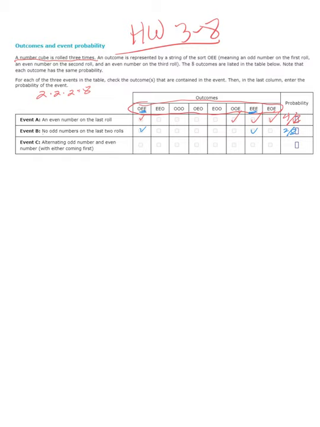And then the last one, alternating odd number and even number, with either coming first. So a situation like here, let's get a different color. I go odd, even, odd, or I could go even, odd, even. So I check that one, I check that one. Again, 2 out of 8 chances there. All right, let's try something a little bit more difficult.